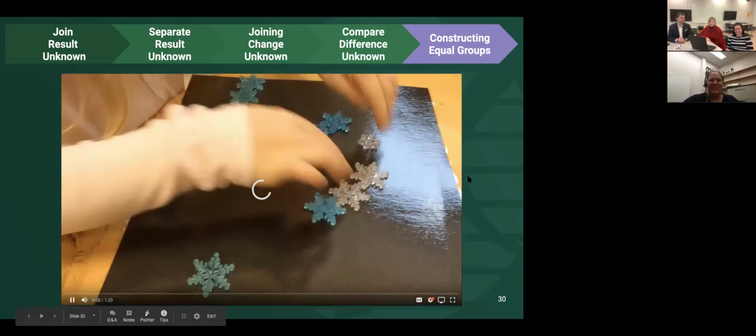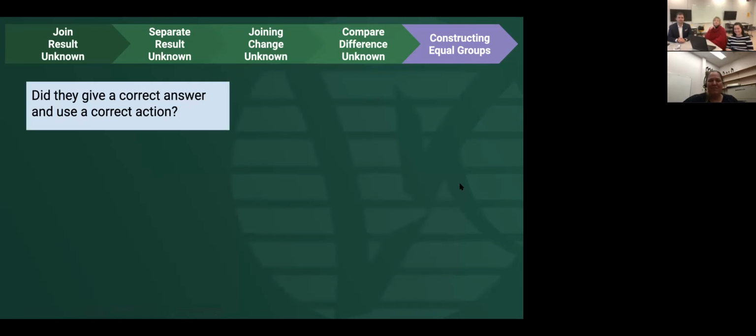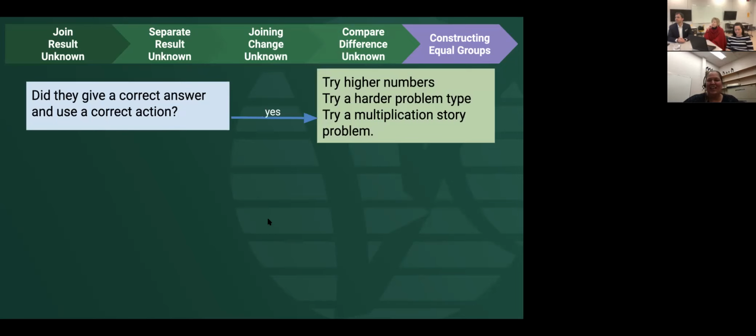All right. So this is pretty similar. Did they give a correct answer and use a correct action? Yes. So again, higher numbers, harder problems. Try the full multiplication story problem. With higher numbers, you could have more groups, and if I did more groups, then I would have smaller numbers inside the group, just to keep the counting reasonable.